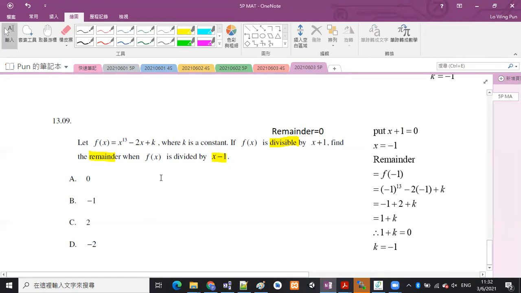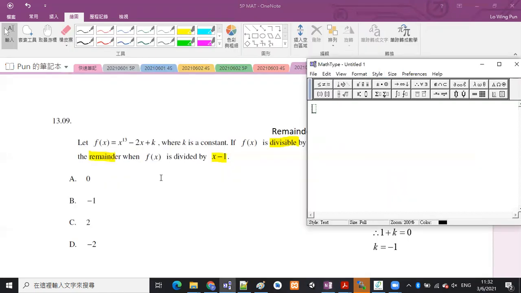I use the same knowledge, same concept. Remainder is equal to f(number). You see this? Remainder is equal to f(number). This time, what should I put for the number? For the f(number)? 1. Yes, very good. Because f(x) is divided by x minus 1, when I put x minus 1 to be 0, x is equal to 1. And what will be the number that I need to put into this bracket? So the remainder is equal to f(1).